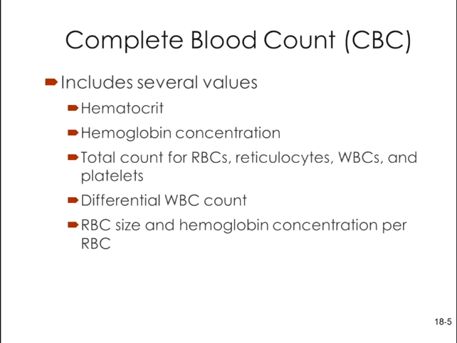All right, so when they do a blood test, they'll do a CBC, which is a complete blood count. So they're pulling up everything. They will look at different values, including hematocrit, hemoglobin concentration. They'll look at the red blood cell counts. They'll look at reticulocytes, the white blood cells, the platelets. They'll do a differential white blood cell count. And then they're also going to look at the size of the red blood cell as well as the concentration of the red blood cell. So let's look at these a little bit more specifically.